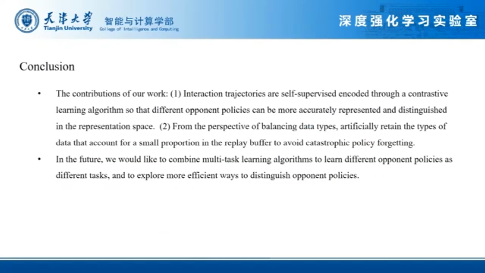In conclusion, there are two contributions in our work. Interaction trajectories are self-supervised encoded through a contrastive learning algorithm so that different opponent policies can be more accurately represented and distinguished in the representation space. And from the perspective of balancing data types, we artificially retain the types of data that account for a small proportion in the replay buffer to avoid catastrophic policy forgetting.